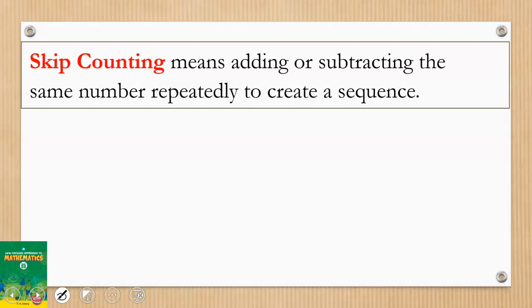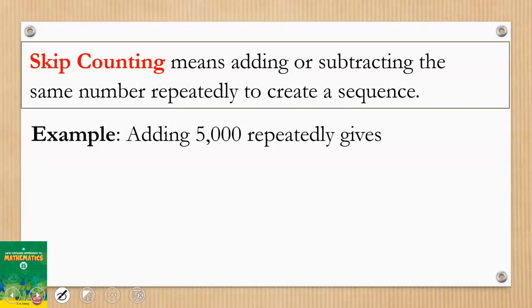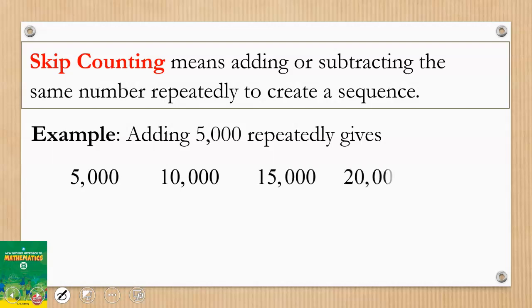Skip counting simply means adding or subtracting the same number repeatedly to create a sequence. You are adding or subtracting the same number repeatedly to create a sequence. For example, adding 5,000 repeatedly will give us 5,000. If I add 5,000 again, I'm going to have 10,000, 15,000, 20,000, and so on and so forth.